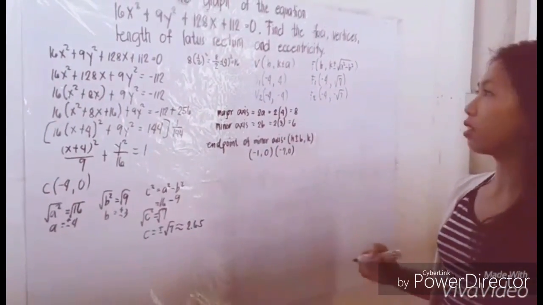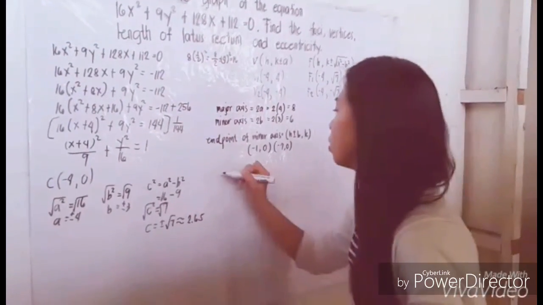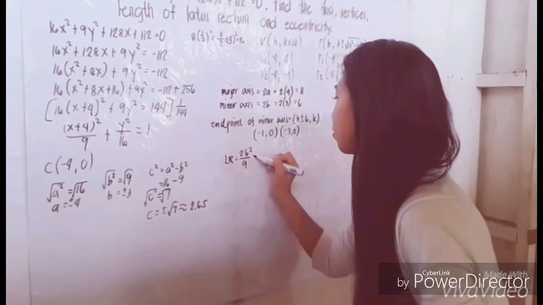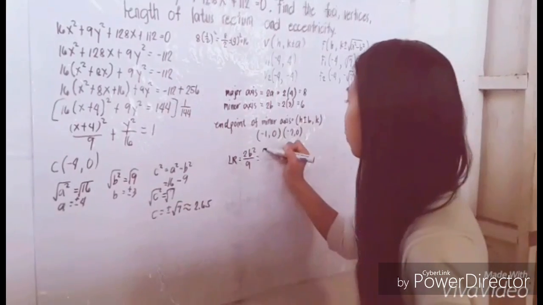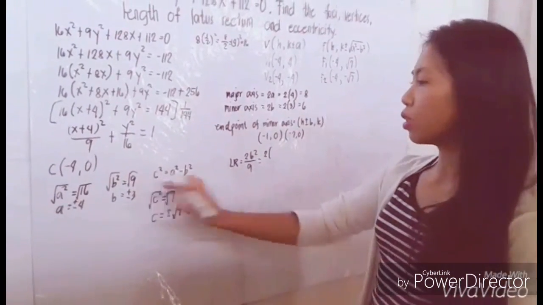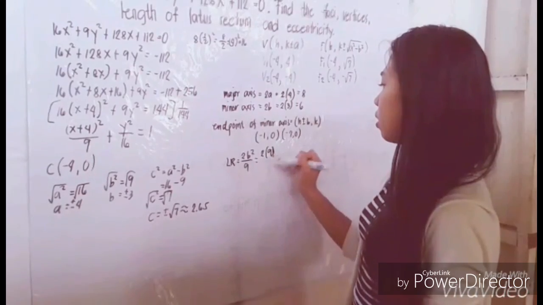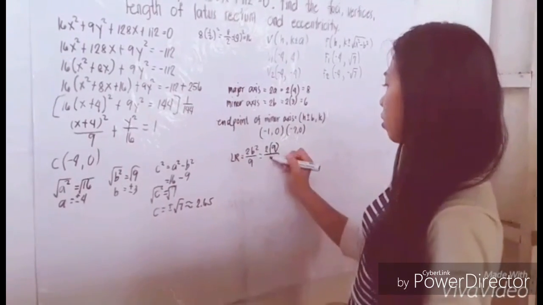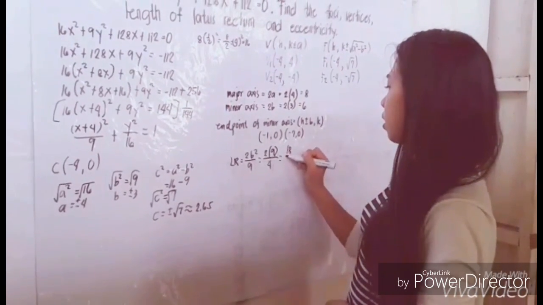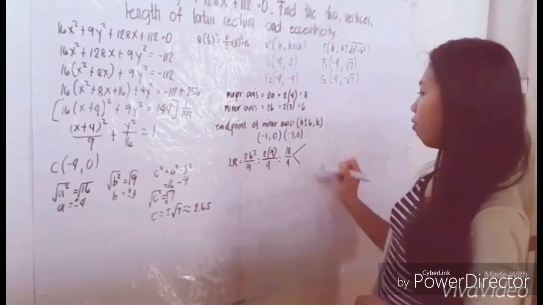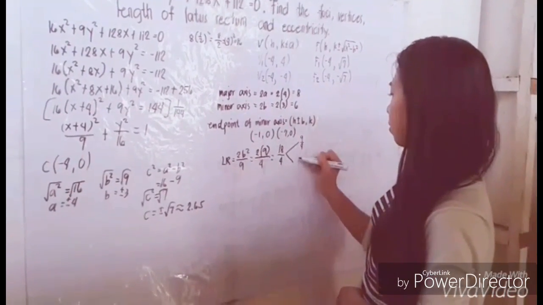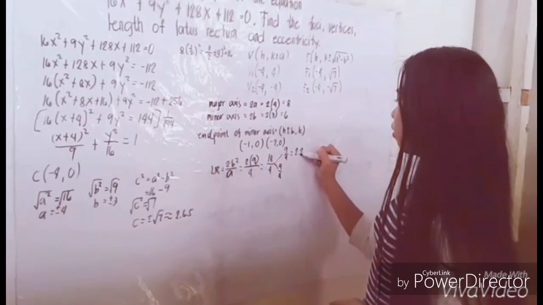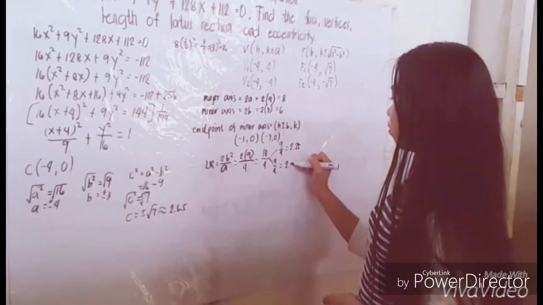We are asked to find the length of our latus rectum. So we have LR is equal to 2b squared over a. Substituting, we have 2 times our value of b squared, which is 9, and our value of a is 4. So we have 18 over 4. Taking a half, we have 9 over 4, which is equal to 2.25.